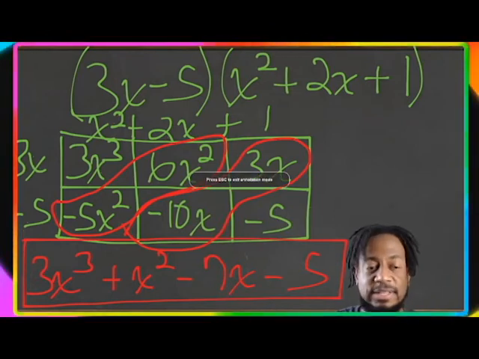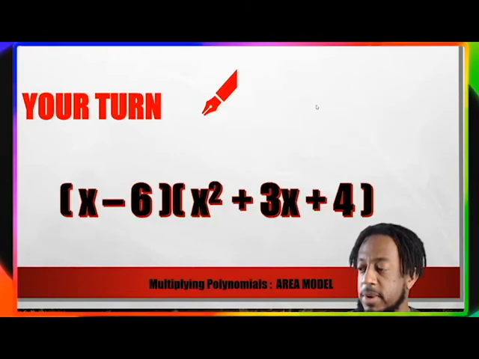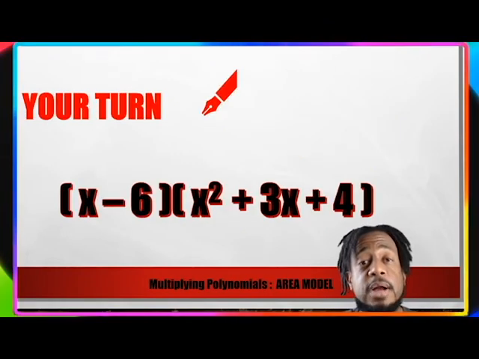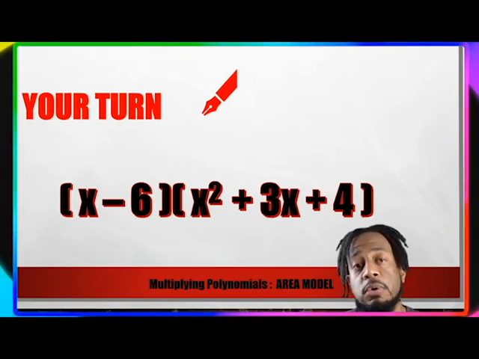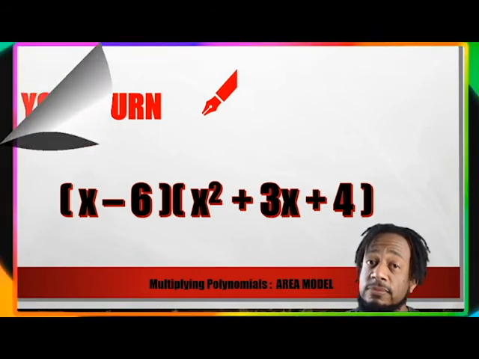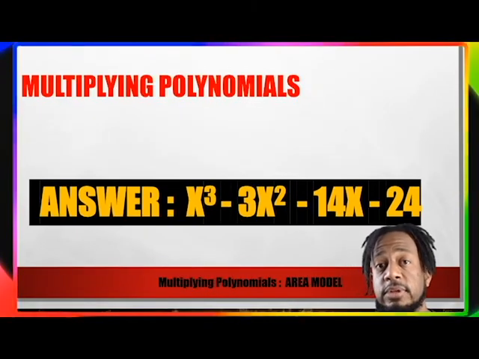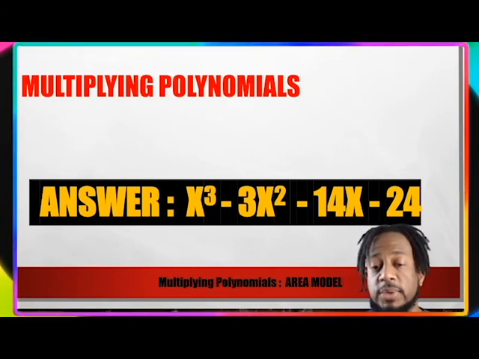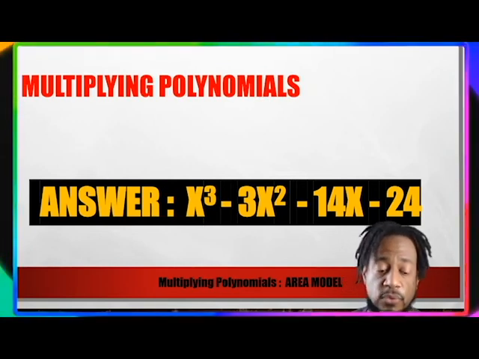All right. Let's go back. Let's check what we have going on. Your turn. It's the same concept. Same thing we just did. Pause the video. We'll be right back. And there's your answer. 3x to the third minus 3x squared minus 14x minus 24.